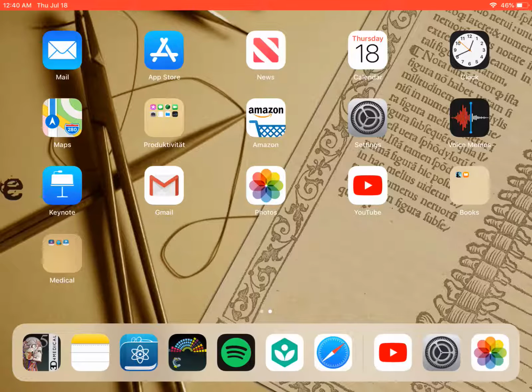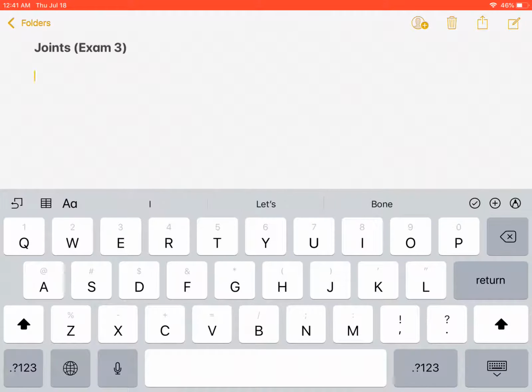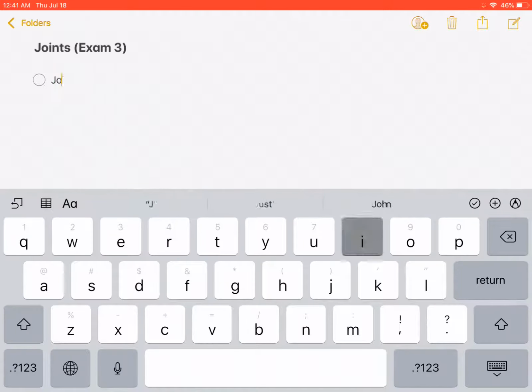Today we're gonna cover joints. We covered bone tissue, and we're still getting ready for a quiz that's gonna cover bone tissue and joints, or articulations. So first, we're gonna describe what a joint is. What is a joint or an articulation?